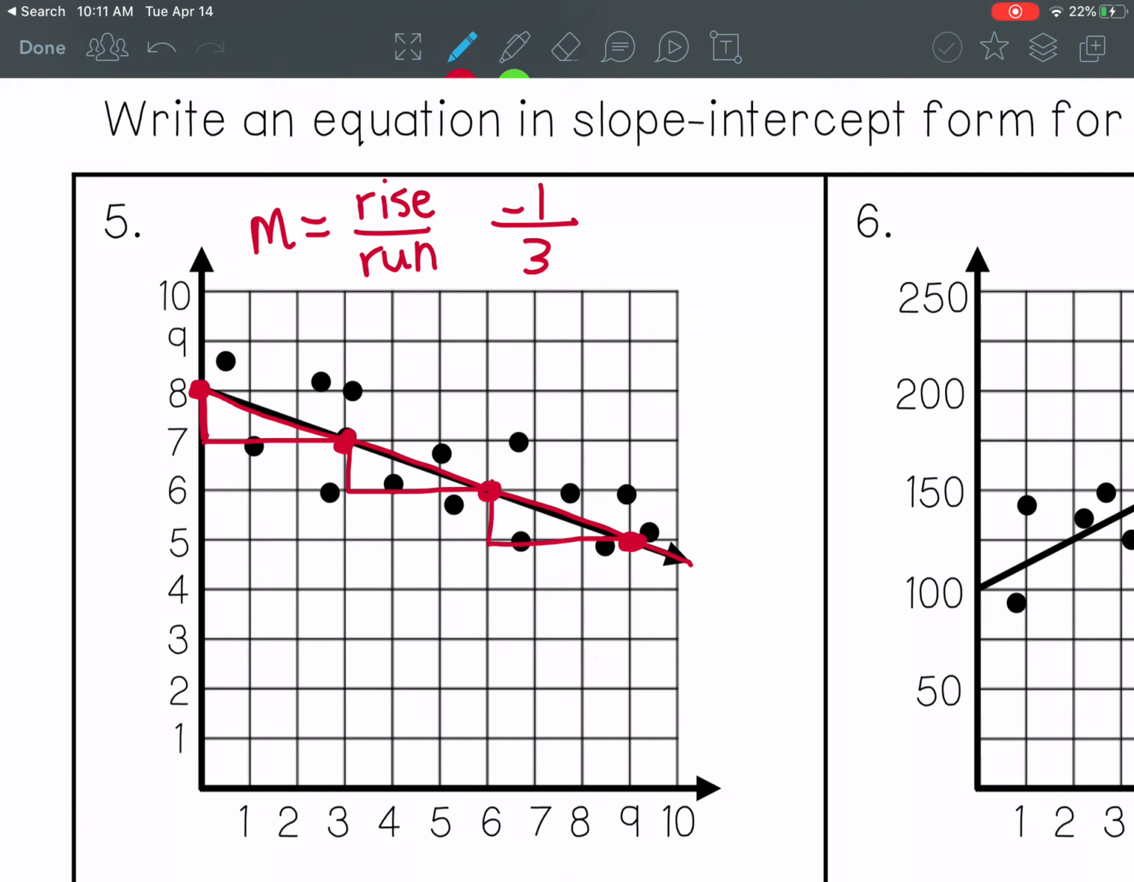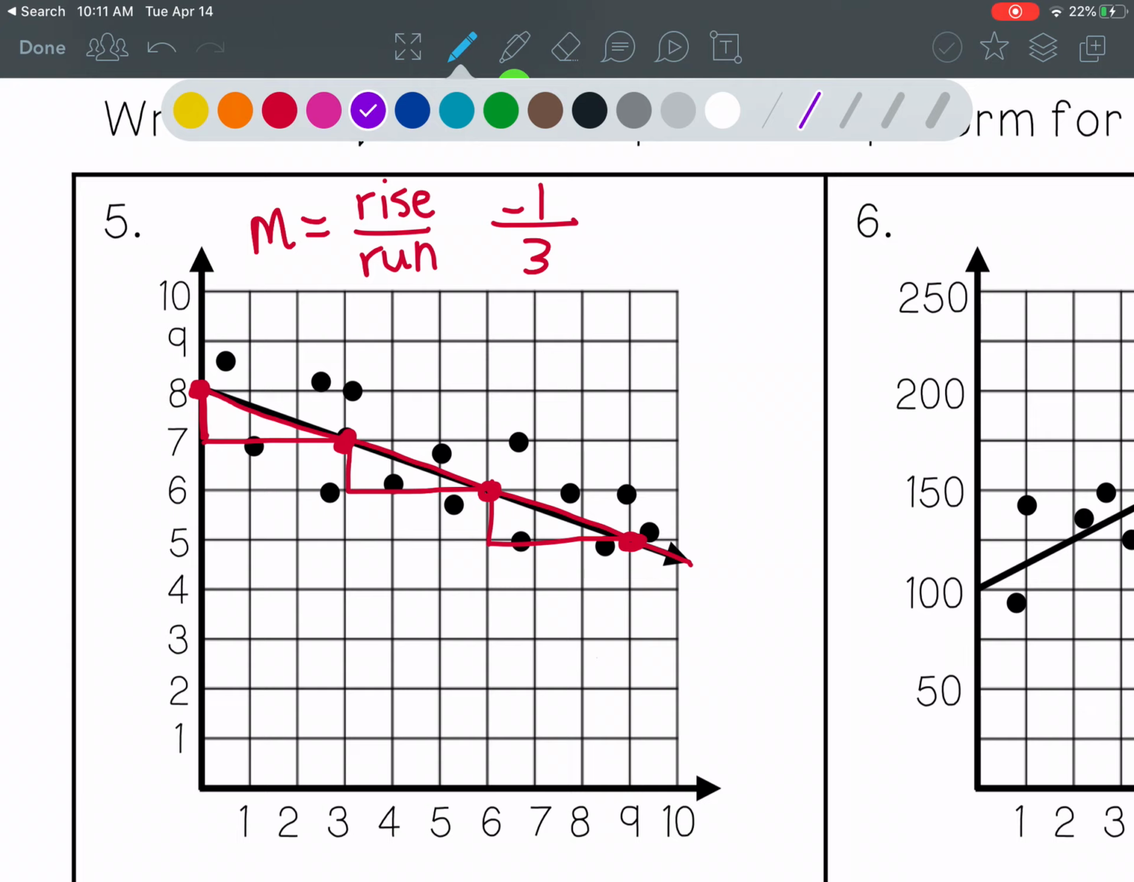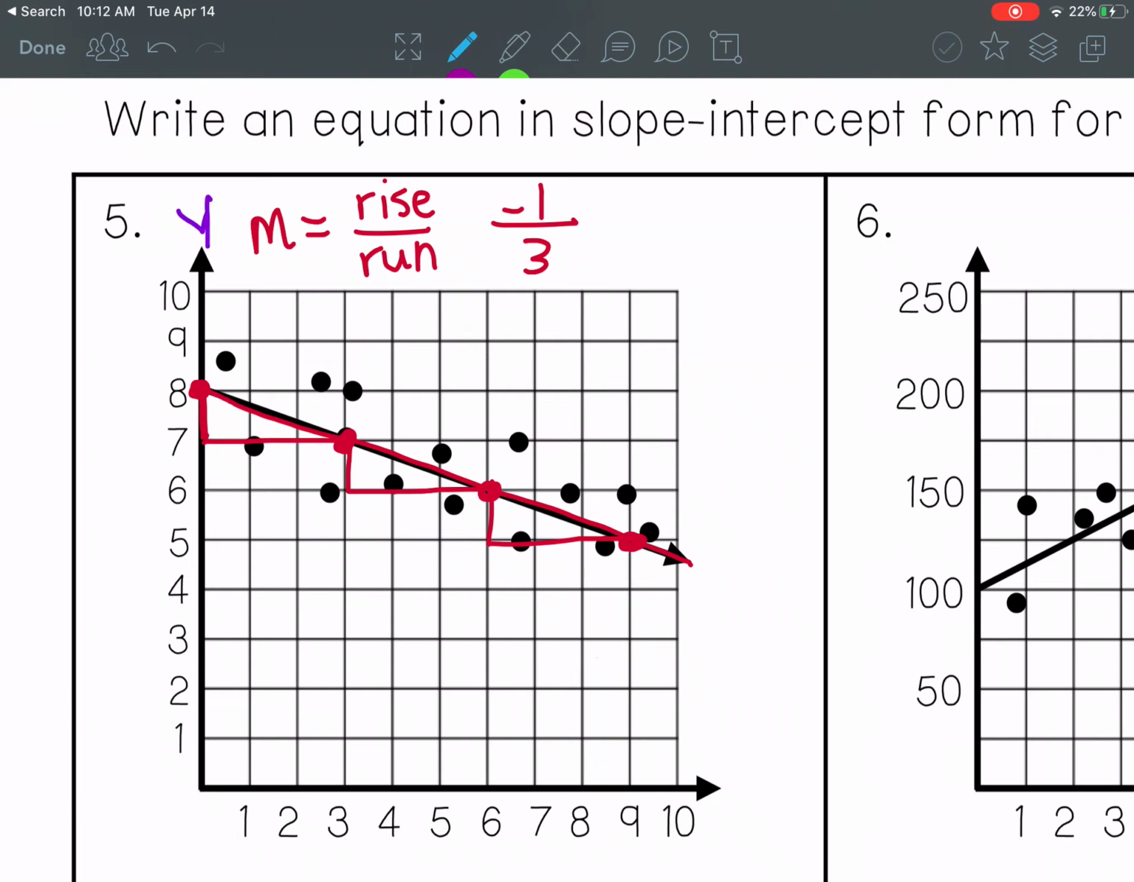So there's our slope. Okay, then our y-intercept, remember, this is our y-axis. So where does the line cross the y-axis? So this point right here, that is our b, or y-intercept. Okay, so that is 8.